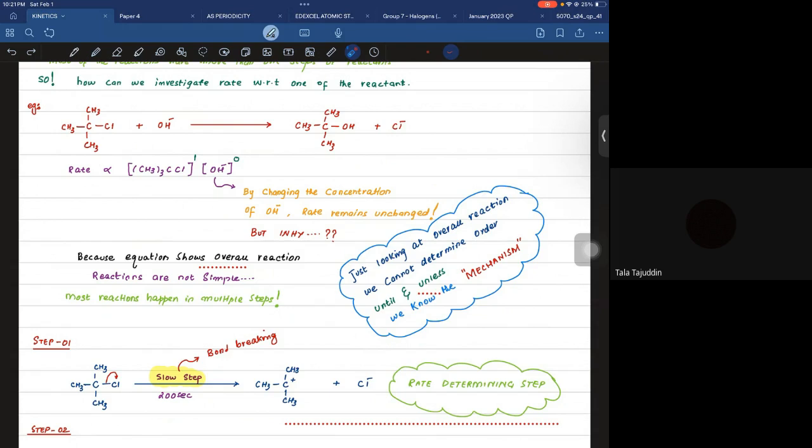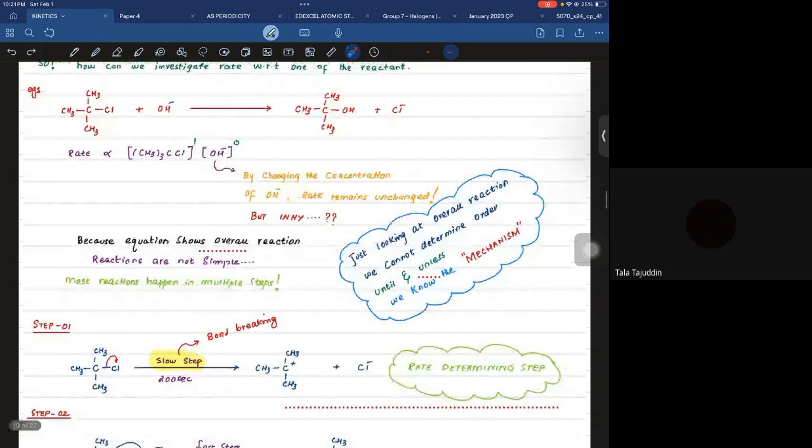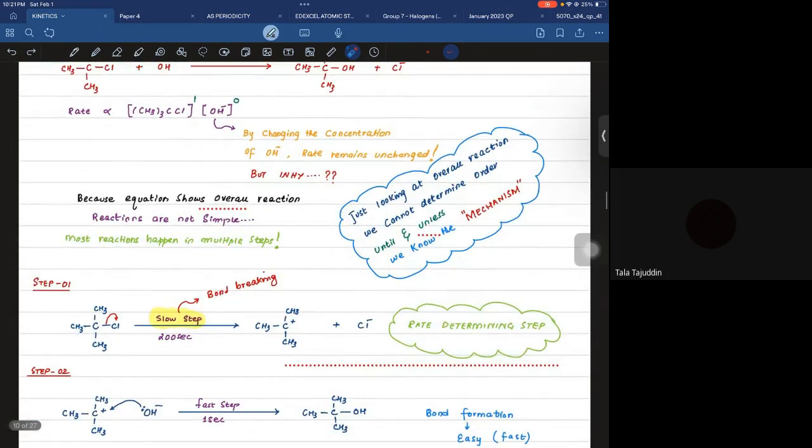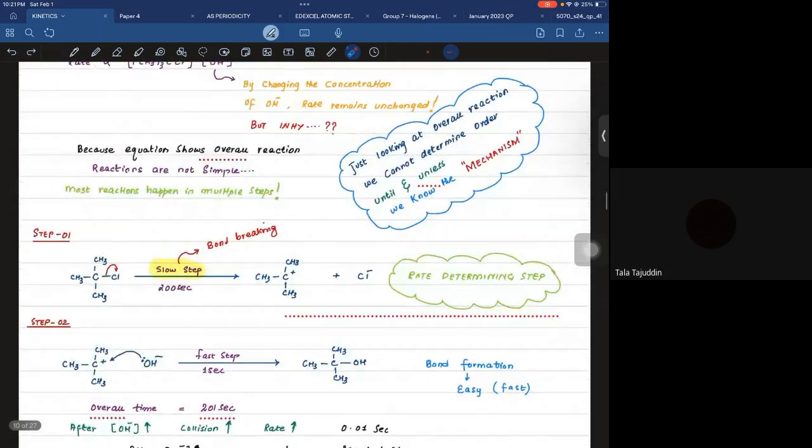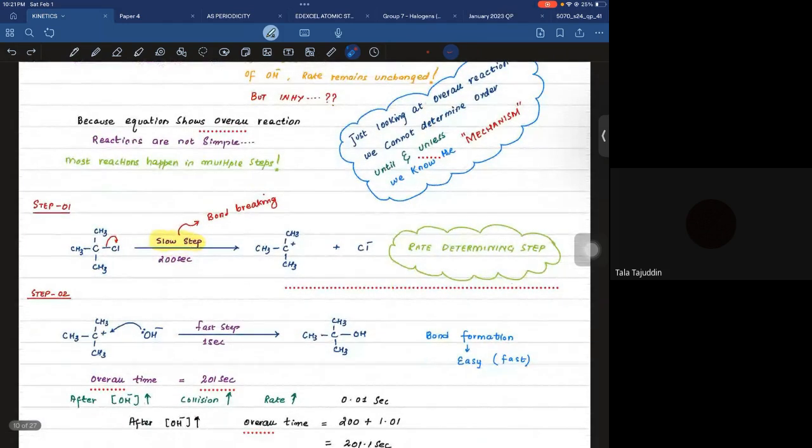Same thing goes over here. I'm going to do the mechanism of how it works. First of all, if you remember in AS, we used to discuss SN1 reaction and SN2 reaction. For SN1 reaction we used to say that this would happen in 2 steps, and for SN2 reaction we generally say that this reaction happens in only 1 step.